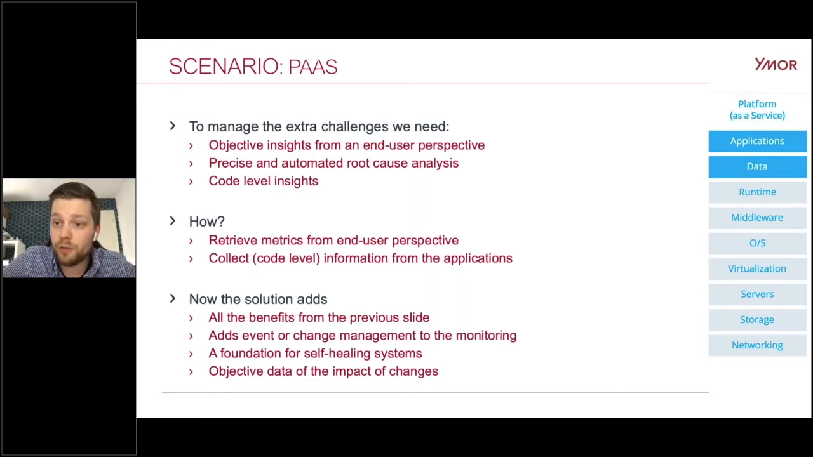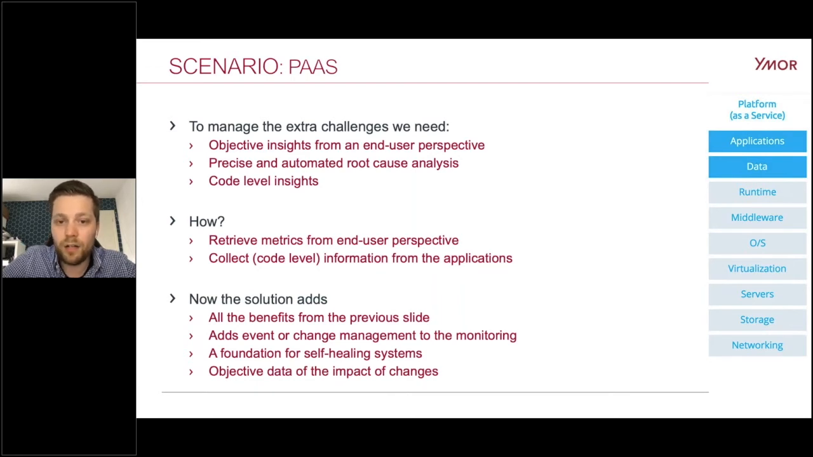And we're also responsible for the code that's running. So that means that we also need code level insights. Something changes in your deployment or your code or a library is updated, we'll need to know. So what does this mean for our how? How are we going to do this? Well, we are still going to collect the metrics from an end user perspective, but additionally, we need to collect code level information from the applications. And Henk-Jan will show you later on how we can add an agent to collect the code level information from the applications and how to visualize them.